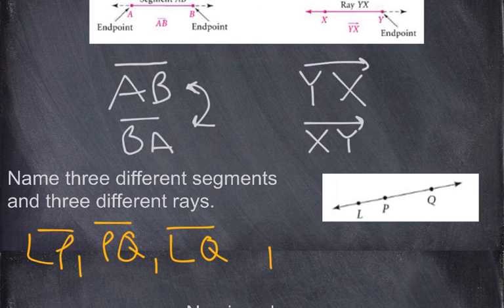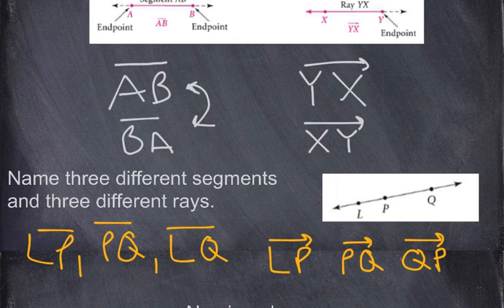Rays, on the other hand, we could say ray LP, ray PQ, and ray QP. Those are three possibilities. There are other rays you could name in this diagram, but here are three examples. Again, L going infinitely through P, P going infinitely through Q, but the last one, we switch the letters, saying the endpoint is at Q going infinitely through P. Okay, so those are the three possible rays.